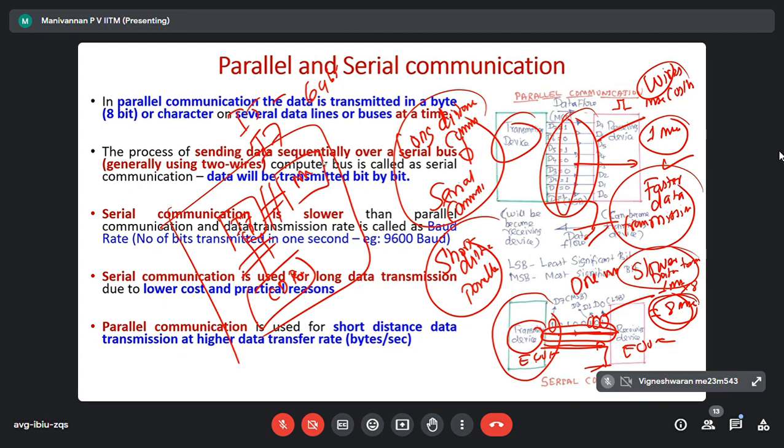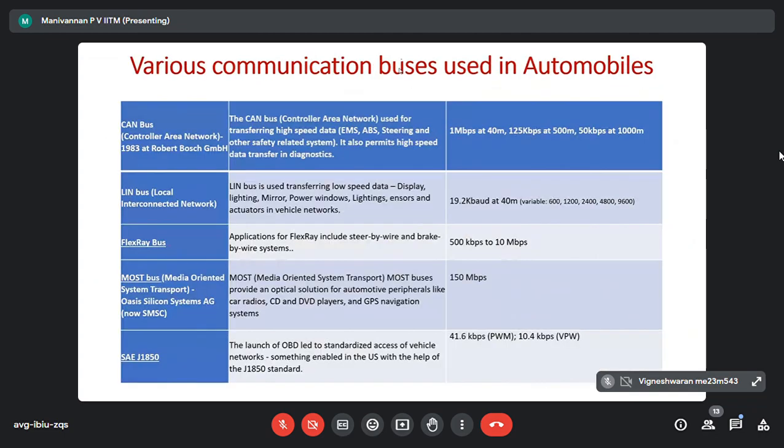Why? What is your CPU speed? 3 gigahertz, 3 into 10 power 9. So many bits of data are transferred within 1 second. So you need a faster bus. So use a parallel bus for short distance. For long distance, what is short distance, what is long distance? Already we saw, if you use this, it is 40 meters. Inside a vehicle, 5 meters, 10 meters, 20 meters. Not more than that.